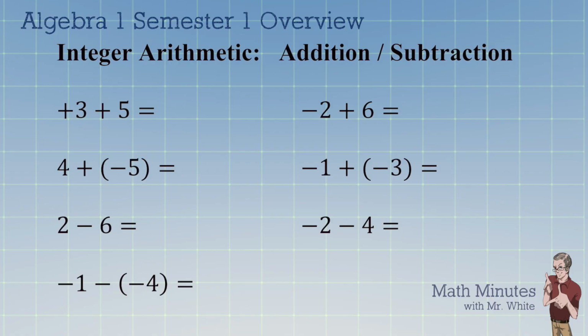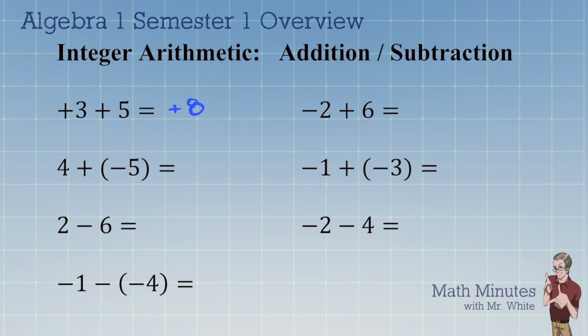So starting with integer arithmetic, this is sort of a review from pre-algebra, but two positives. If you combine two positives, you've got lots of positives, so we get positive 8. Now, what if we combine a negative and a positive?